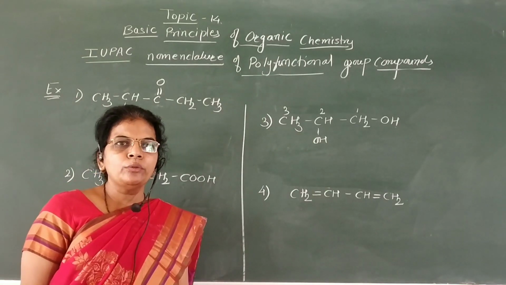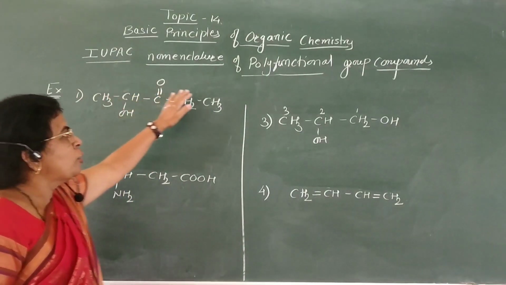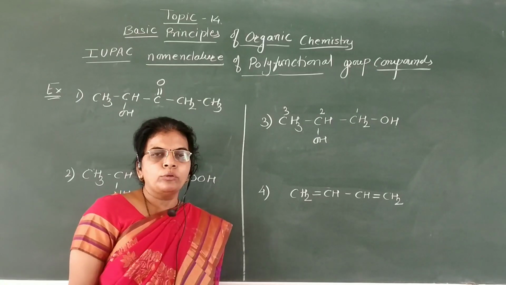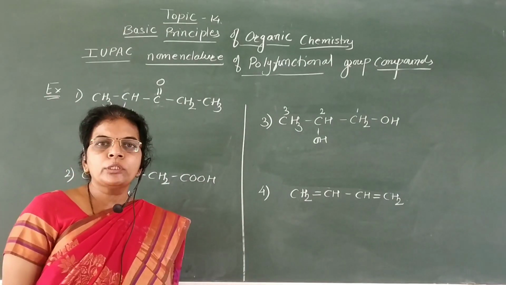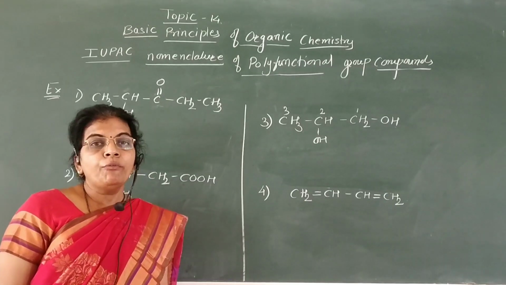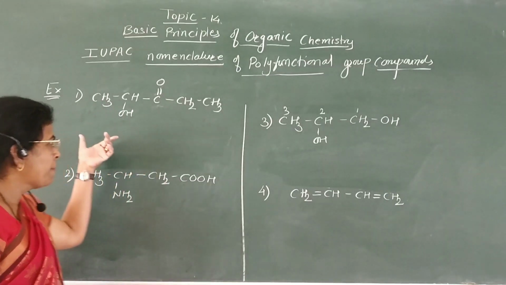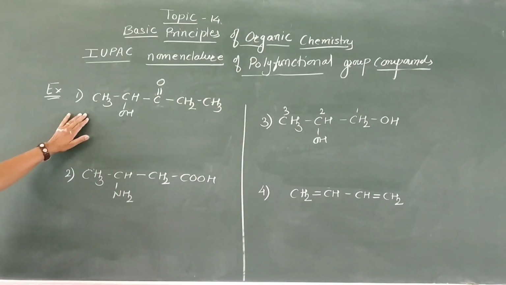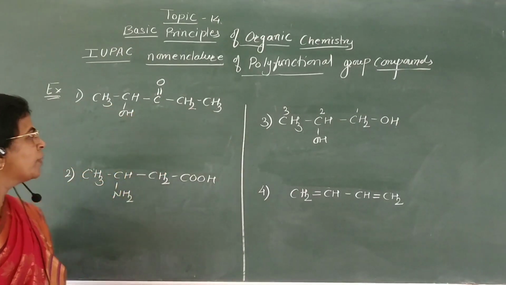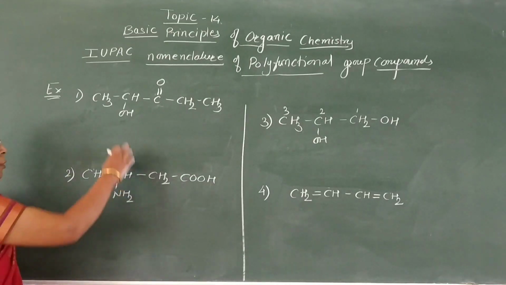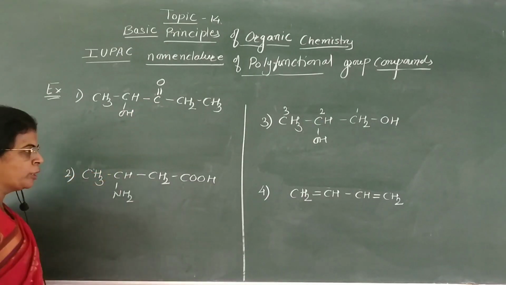Next point we are going to see IUPAC nomenclature of polyfunctional group compounds. Polyfunctional group compounds means organic compounds containing more than one functional group. Here first example, CH3CHOHCOCH2CH3. Here there are two functional groups, OH and CO functional group.